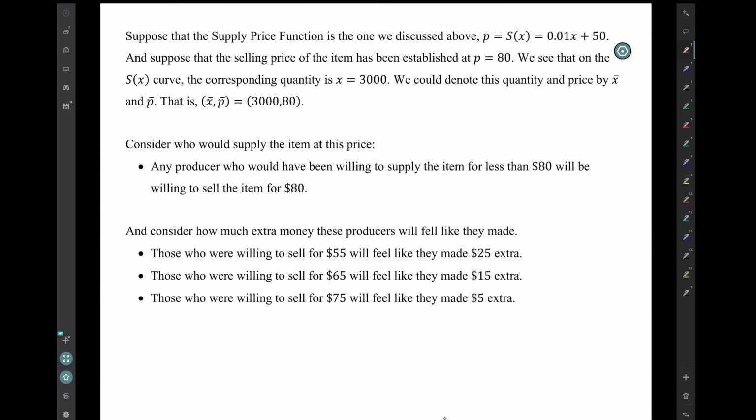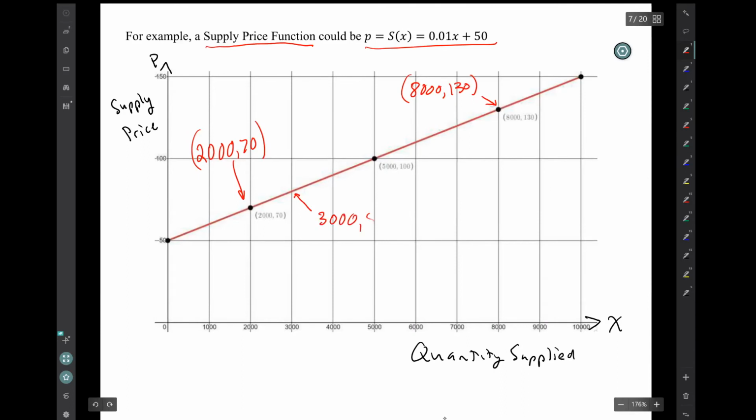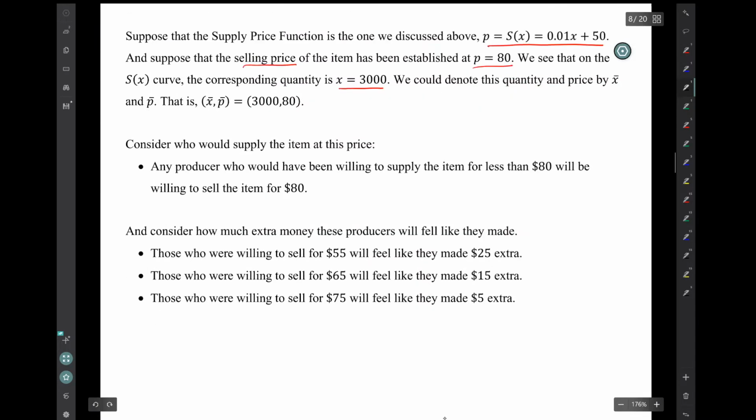Suppose that the supply price function is the one that we have discussed just now, P equals 0.01x plus 50. And suppose that the selling price of an item has been established at P equals $80. We see on the S of X curve that the corresponding quantity is 3,000. When the price is 80, producers will be willing to supply 3,000 of those items. Now consider who would supply the item at this price. Well, any producer who would have been willing to supply the item for less than $80 will be willing to sell the item for $80.